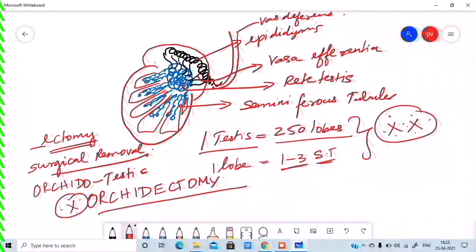Ectomy means surgical removal, orchido means testis. Surgical removal of testis is known as orchidectomy. Yes, orchidectomy. Alright guys, so that is one important takeaway.